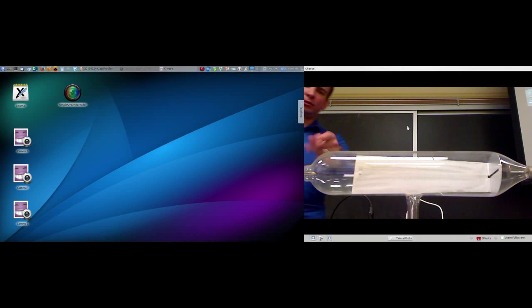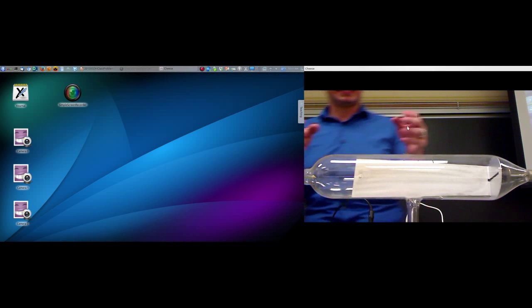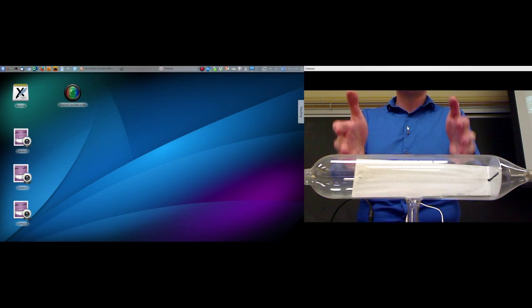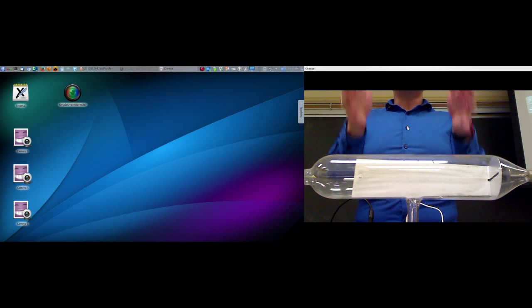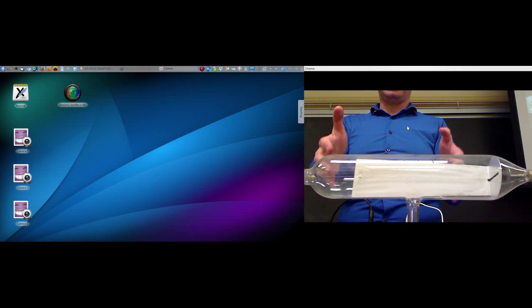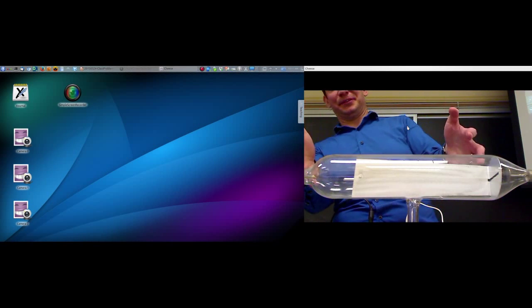Okay, so camera two is just aimed at this device. This is a Crookes tube. You saw this being operated in one of the lecture videos. This was the device that J.J. Thomson used to discover the existence of the electron. Essentially it looked very similar to this.